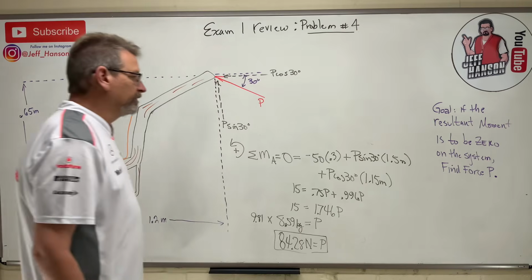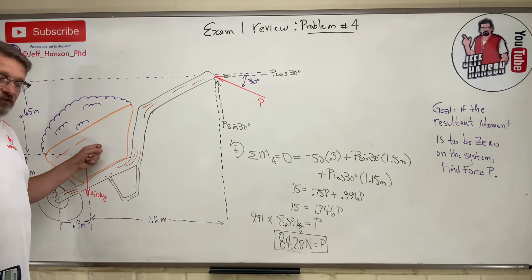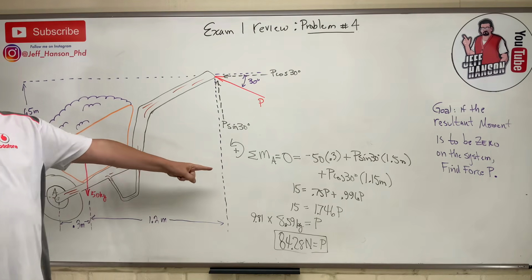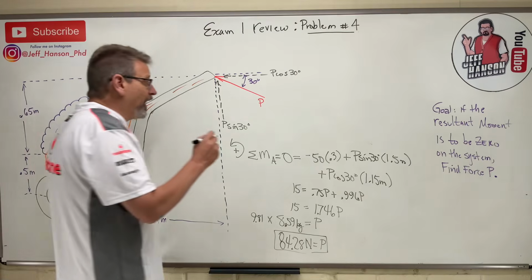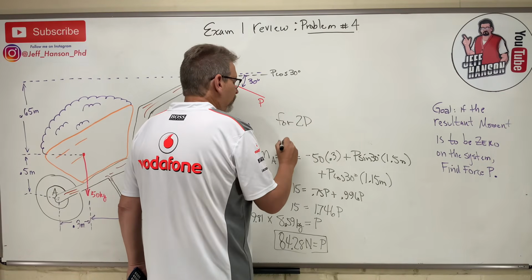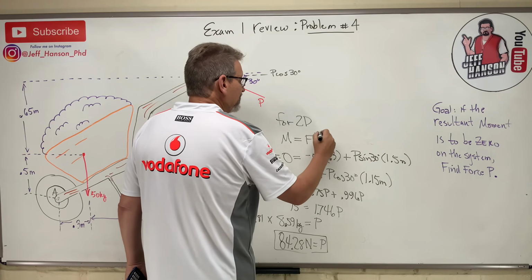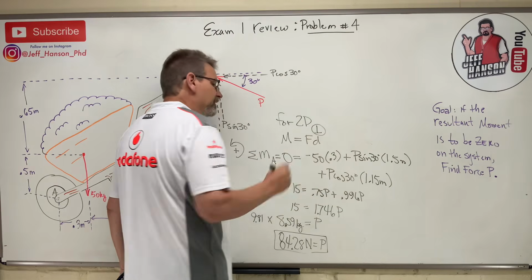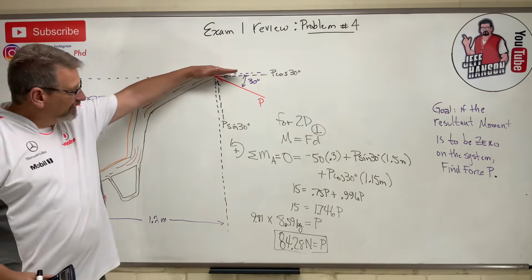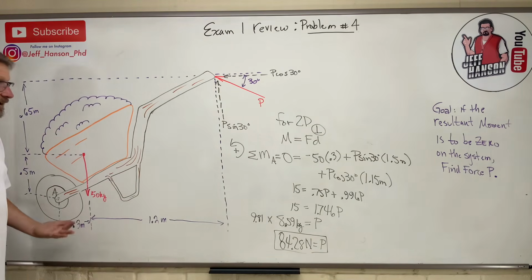Okay? So now, could you do this problem with R cross F? The answer is yes, but tell me that isn't easier. So for 2D problems, I'm going to suggest you use moment equals force times distance, and remember that the distance is the perpendicular distance. It has to be perpendicular to the force. If the force is in the x, the distance is in the y. If the force is in the y, the distance is in the x. And really, that's all there is to it.